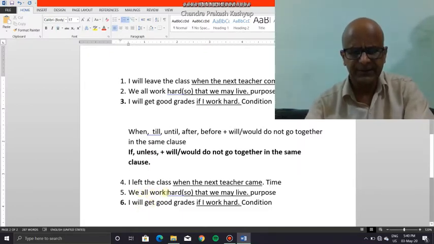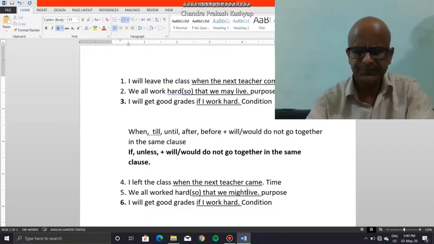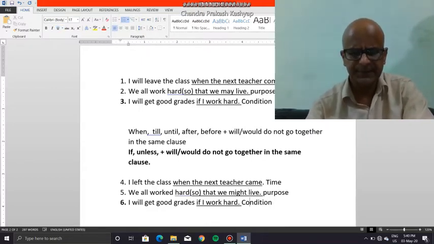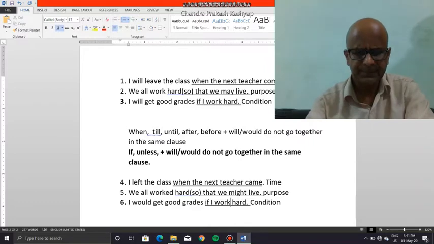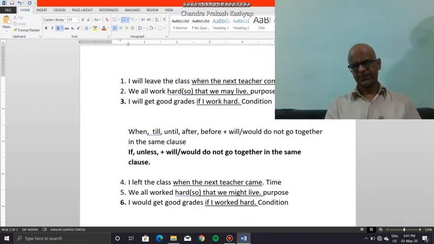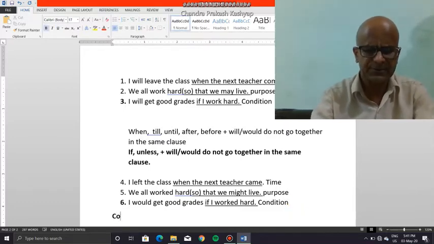In the second, I can say if we all worked hard so that we might live, because might is the past form of may. And here, if I say I would get good marks if I worked hard, here also past tense follows past tense applies. And this is what brings us to another chapter which is called conditionals.